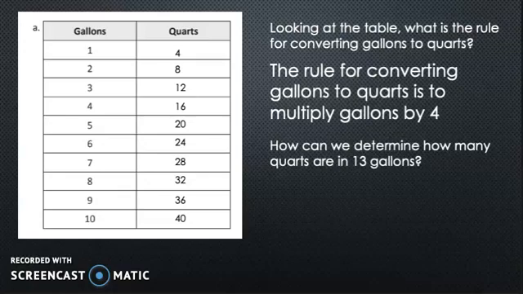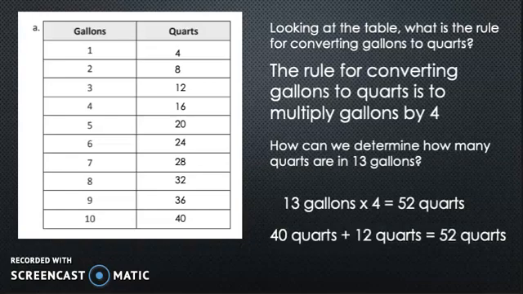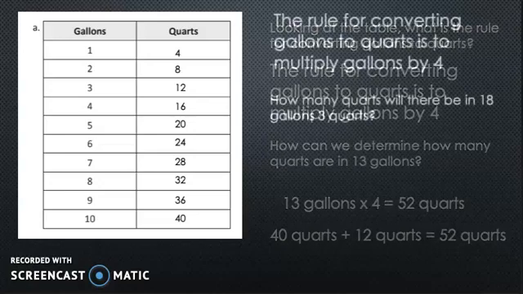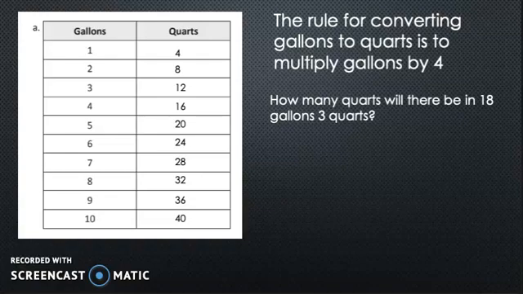Just like we converted pounds to ounces and yards to feet and feet to inches in the last lesson, we can use that conversion table as a tool to solve for the number of quarts in a given number of gallons. So if I take 13 gallons and I multiply it by 4, that tells me that I now have 52 quarts. I can also do 40 quarts, which is 10 gallons, plus 12 quarts, which is 3 gallons, to also get that 52 quarts. Okay, now let's try a problem that contains both quarts and gallons.